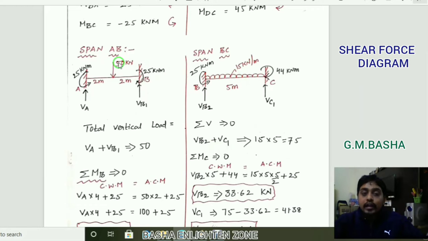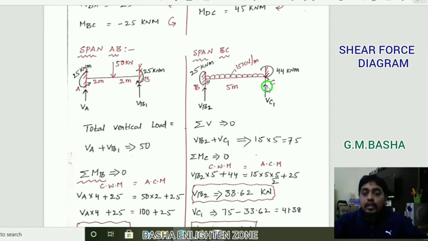For the point load, directly take 50 because it will be acting exactly at the point. For the UDL, the total load is W into L. So 15 into 5. So I am taking VB2 plus VC1 minus 15 into 5, or else you can take VB2 plus VC1 equal to 15 into 5. That one will be equal to 75 kilonewton in the span. So take this down as one equation.